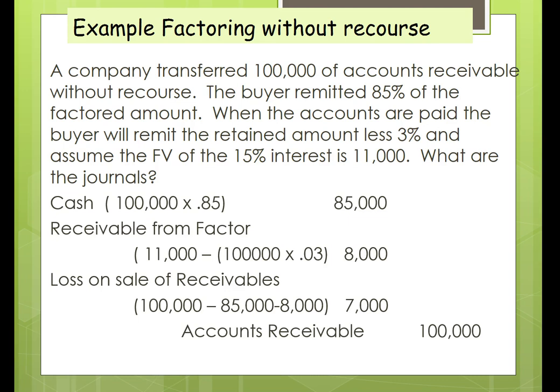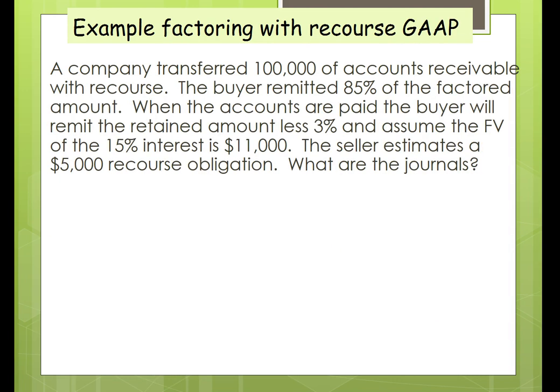Now let's see what it looks like if we have recourse. Same example, but we're saying it's with recourse, and the seller estimates a $5,000 recourse obligation. They're estimating that's how many of them may not be received. So here are the journal entries.